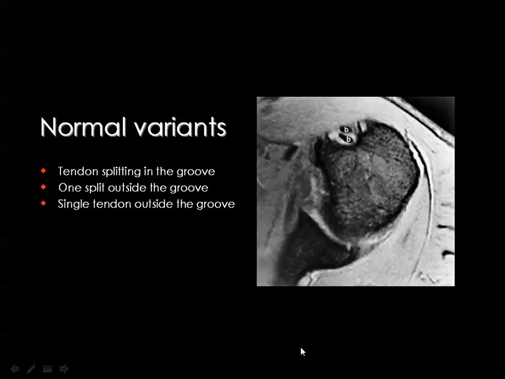Sometimes you get a normal variant splitting of the biceps tendon into two parts, and this can be easily discriminated from traumatic splitting of the biceps tendon by the absence of history of trauma and absence of evidence of trauma in the images, like bone marrow contusion, soft tissue edema, and hemorrhage around the affected tendon.